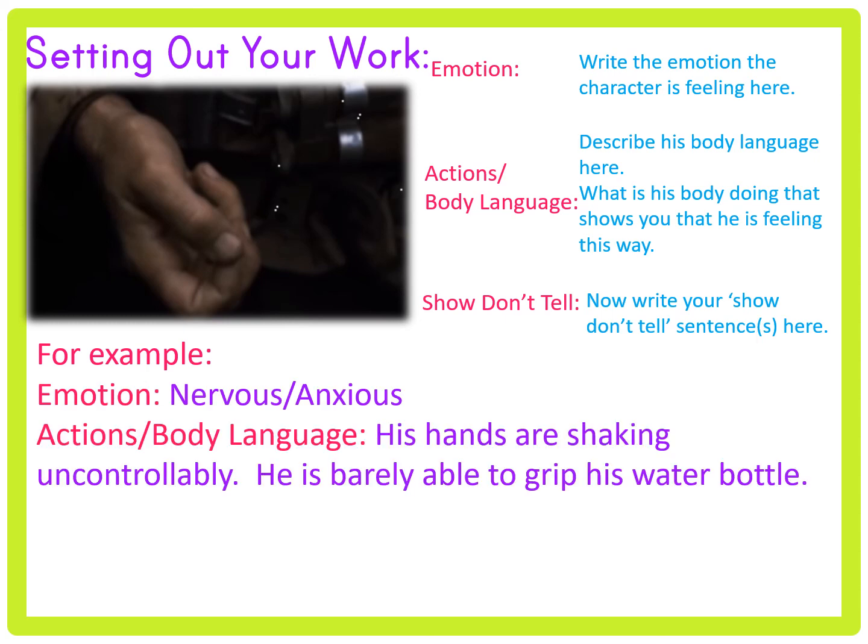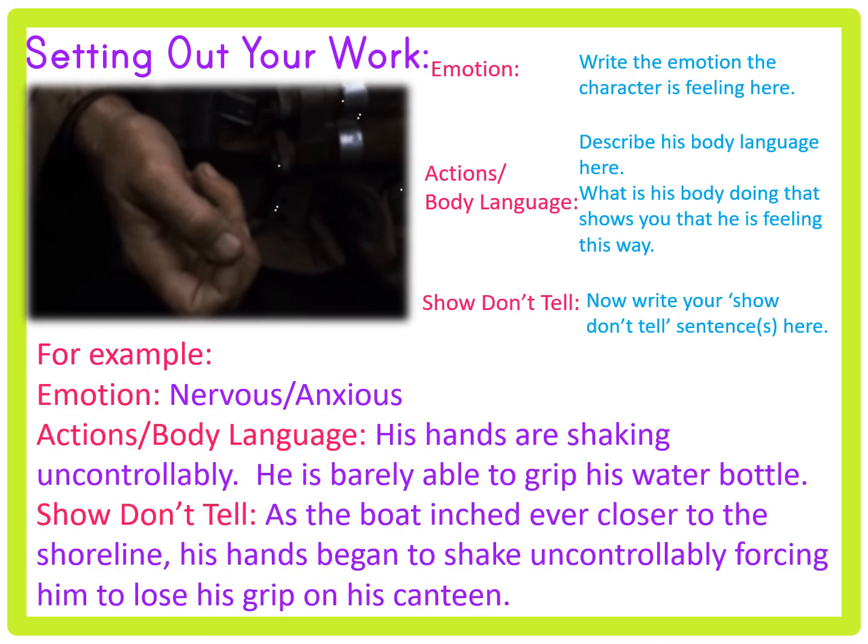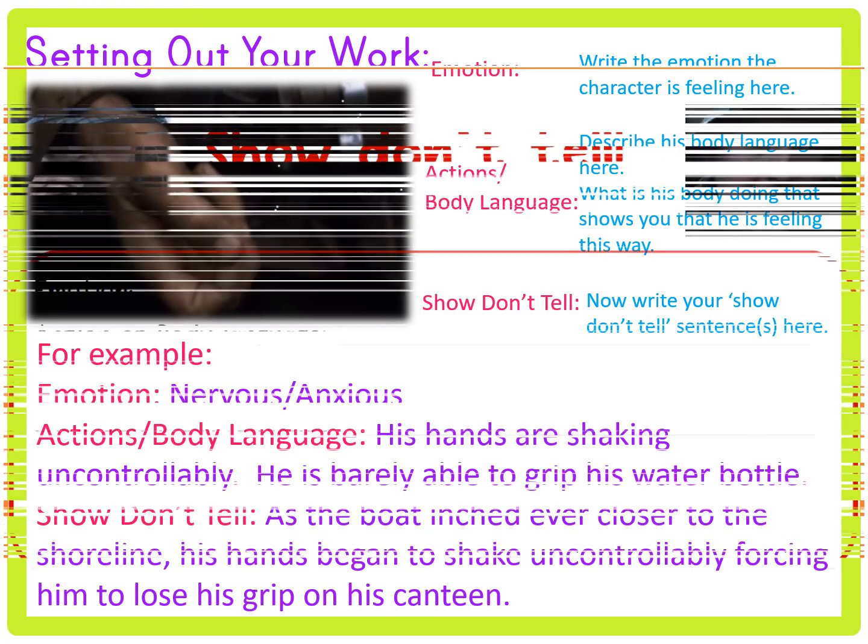For example, you would write nervous and anxious next to emotion. Next to actions, body language, his hands are shaking uncontrollably. He's barely able to grip his bottle. And a sentence that you might write would be, as the boat inched ever closer to the shoreline, his hands began to shake uncontrollably, forcing him to lose his grip on his canteen. So your final sentence or sentences should be relating to what is happening in the video clip. So you're putting it all into context.